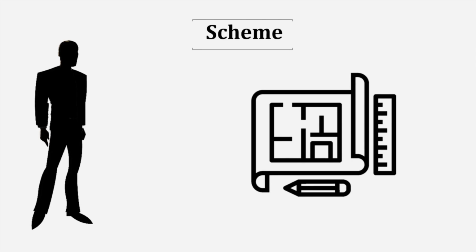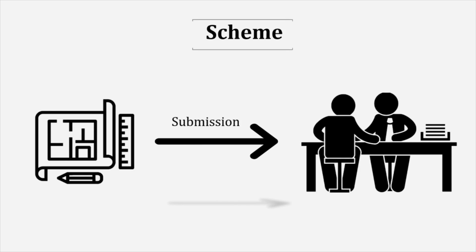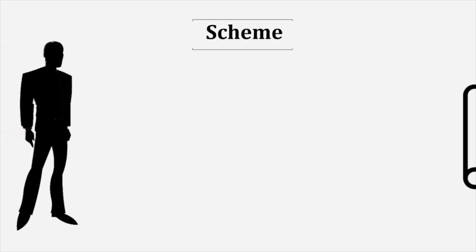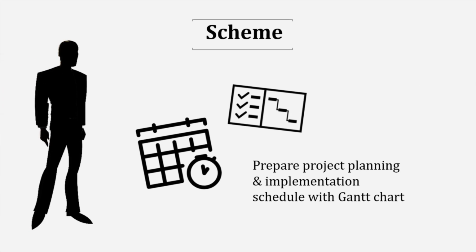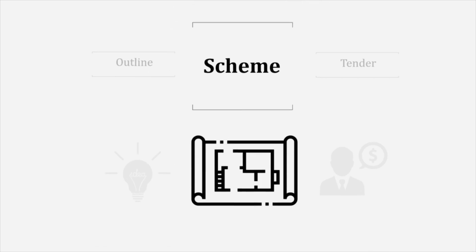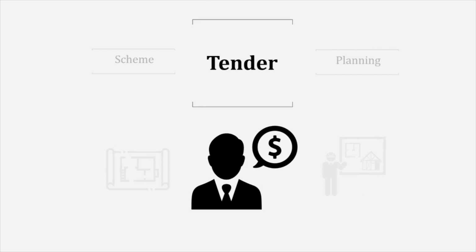When that's done, the plan is submitted to the MBSA to obtain building plan approval. Then, the architect will prepare the project planning and implementation schedule with a Gantt chart and pass it to the client so they are aware of how the project will progress. Next, it's time for tendering.